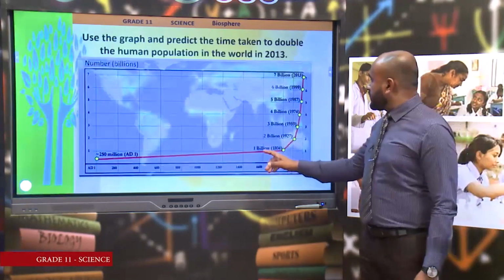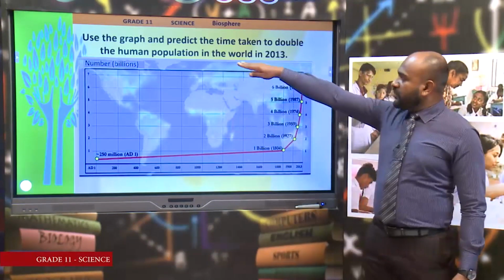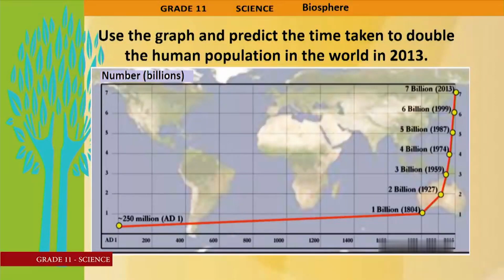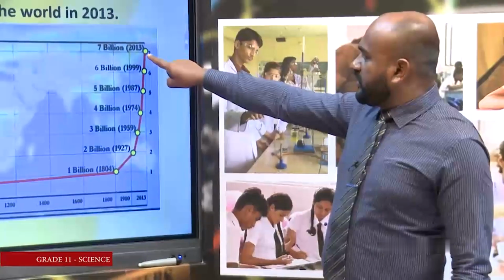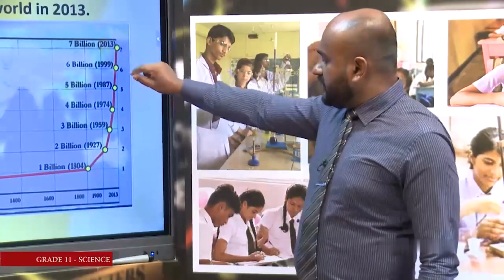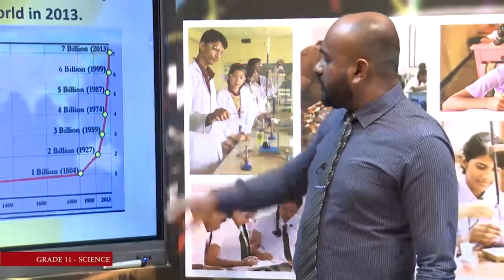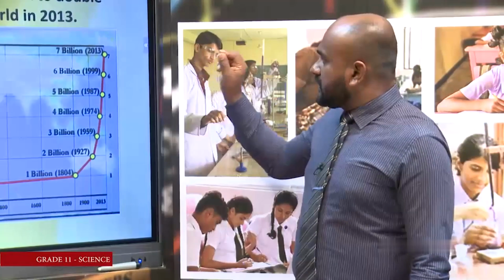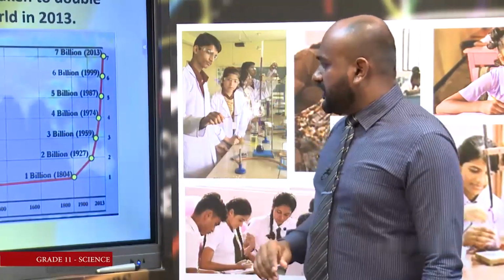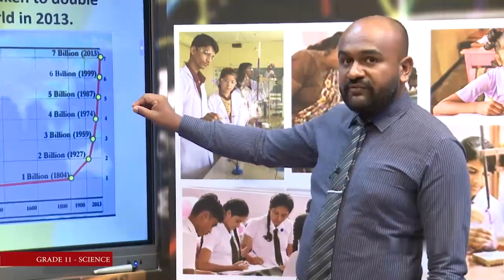Yeah. So, there is a question here: use the graph and predict the time taken to double the human population in the world in 2013. Look at the graph. You can get the human population in 2013, it has 7 billion. So, then how do you predict the time taken by the population to double? Now, how do you do that using the graph?